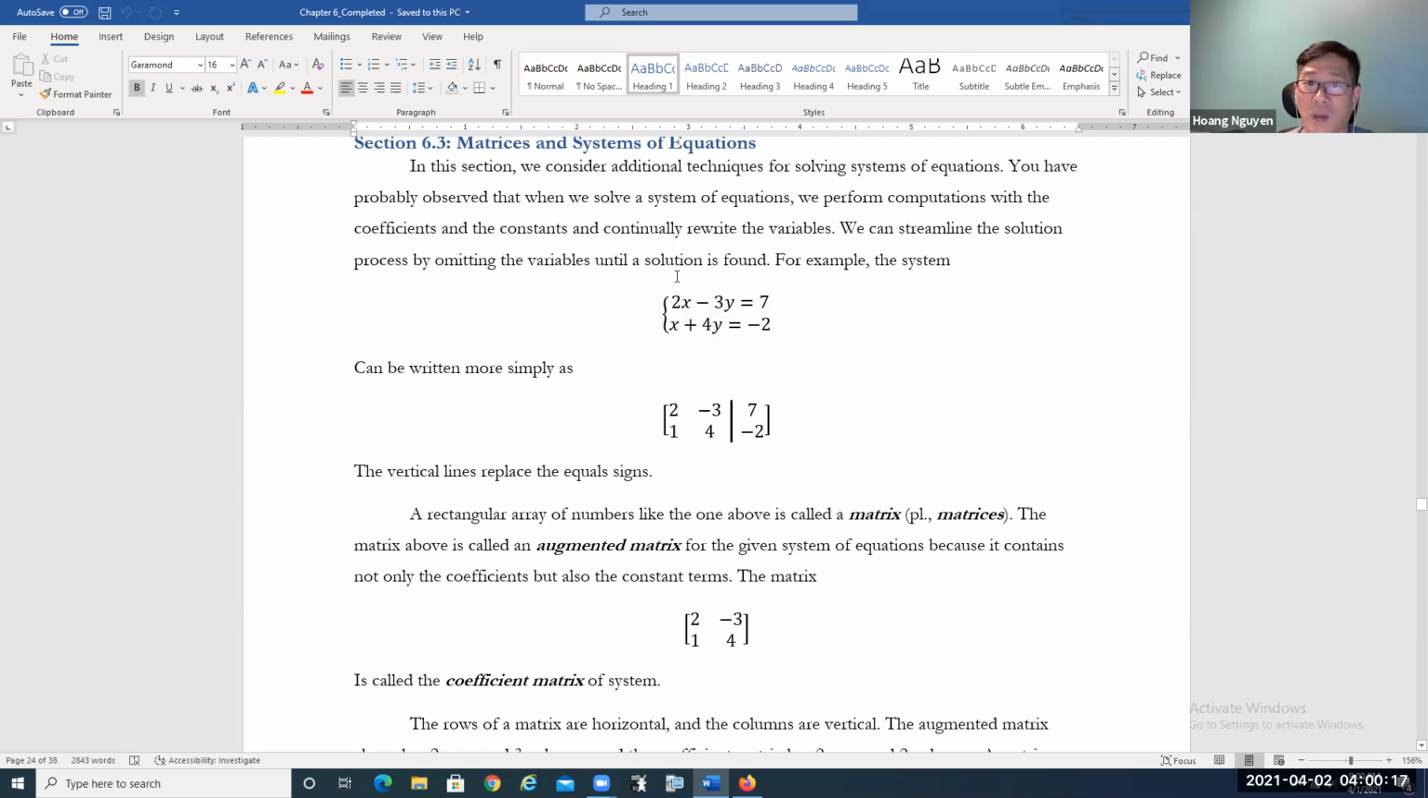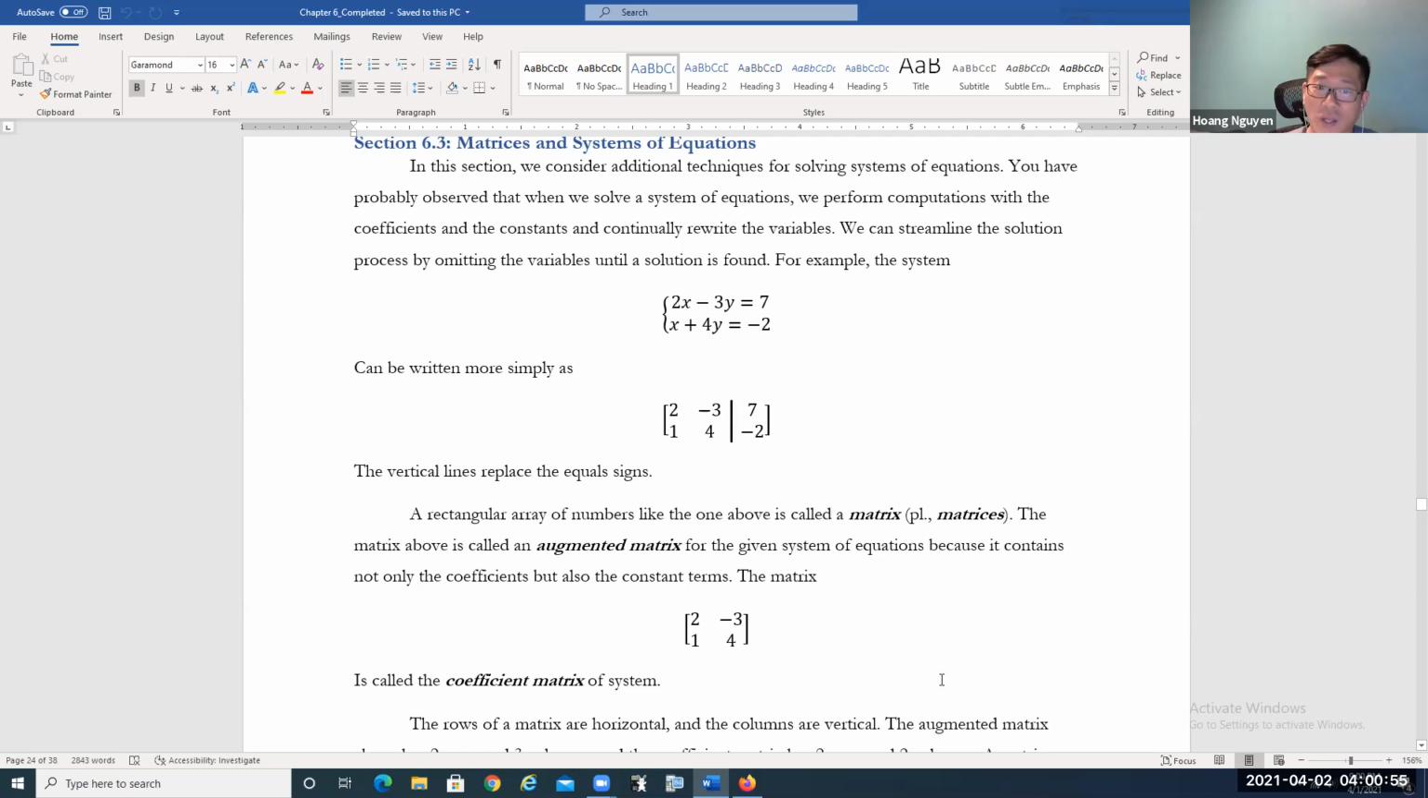When you rewrite the system of equations using a matrix without carrying over the variables, we only use the coefficients and the constants. This is an augmented matrix. The matrix above is called an augmented matrix for the given system of equations because it contains not only the coefficients, but it also contains the constant terms. So it contains the coefficients for the variables x and y, and it also contains the constants. So we call this an augmented matrix.